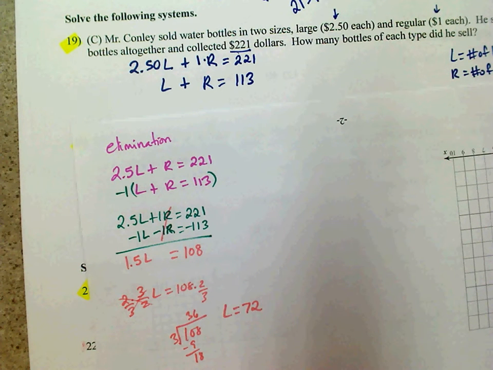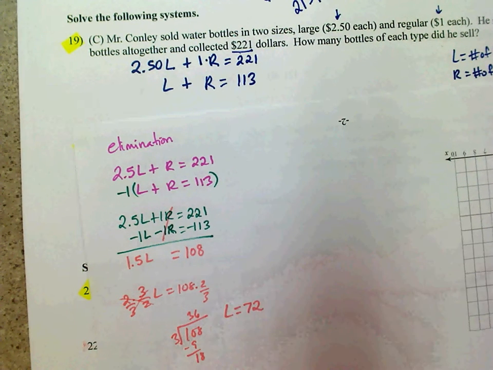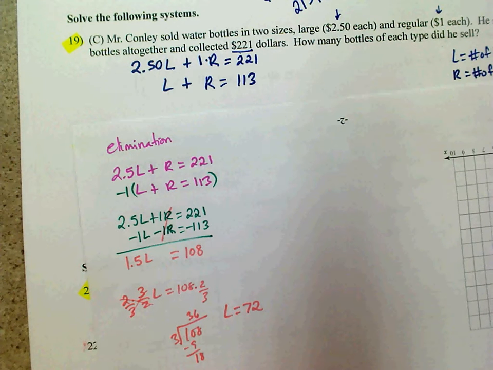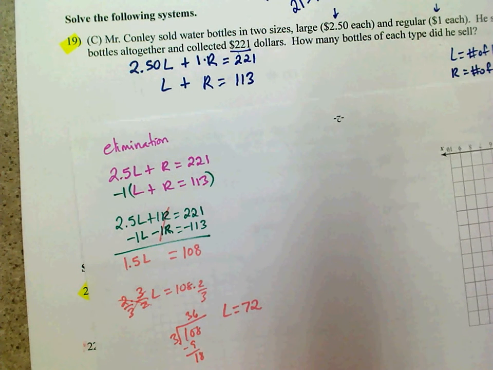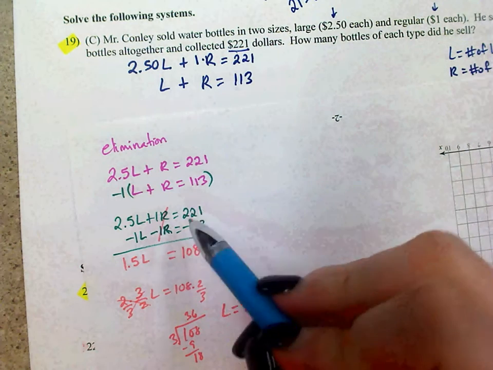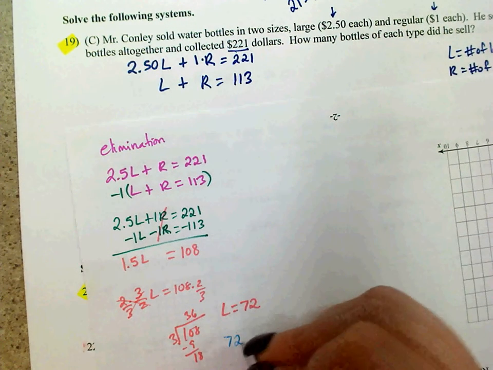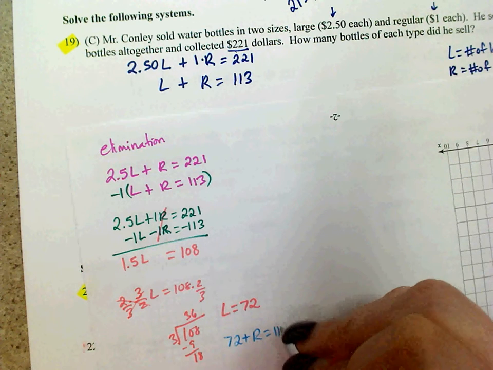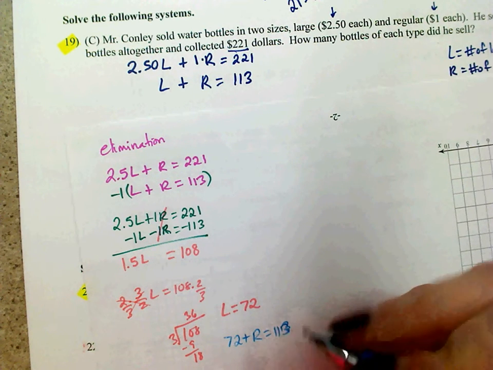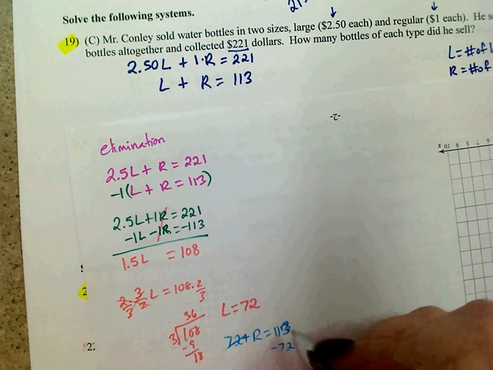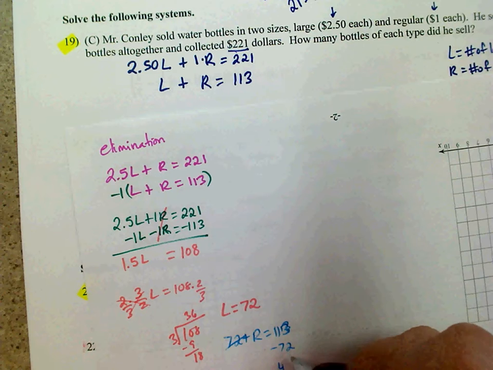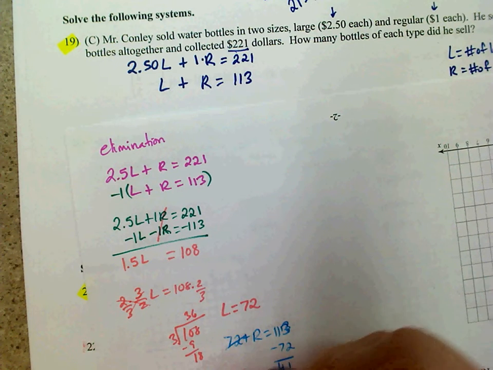Now that I've got the number of large bottles, I can find the number of regular bottles, because I know that he sold 113 total. So if I've got 72 plus the number of regular bottles equals 113, then I'm just subtracting. 113 minus 72 is 41. So the number of regular bottles is 41.